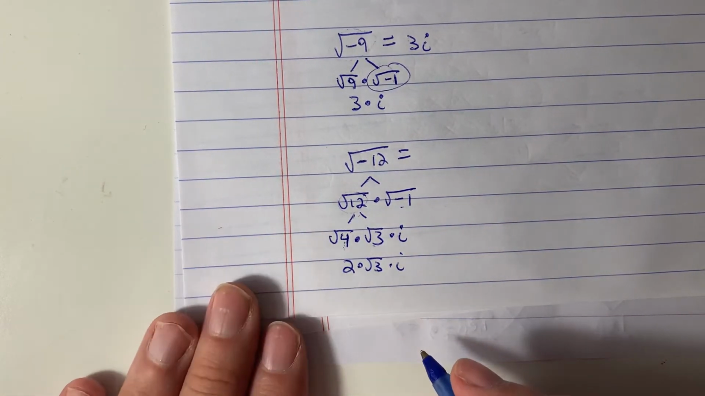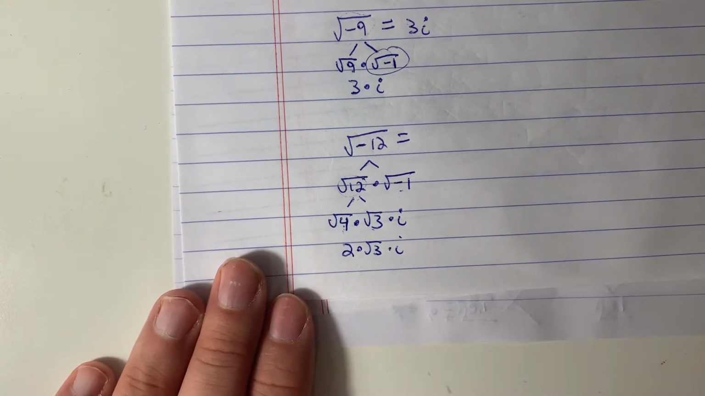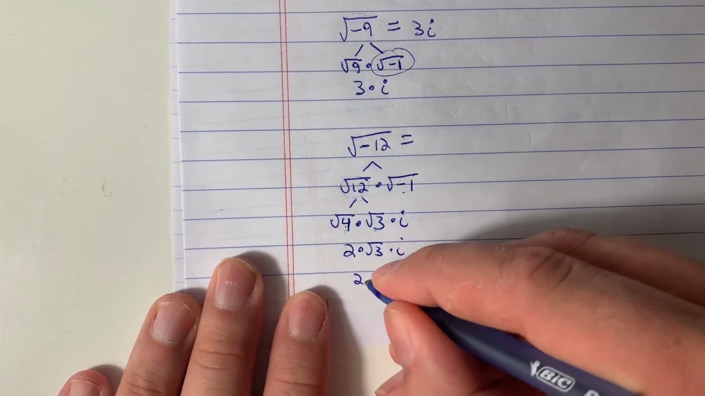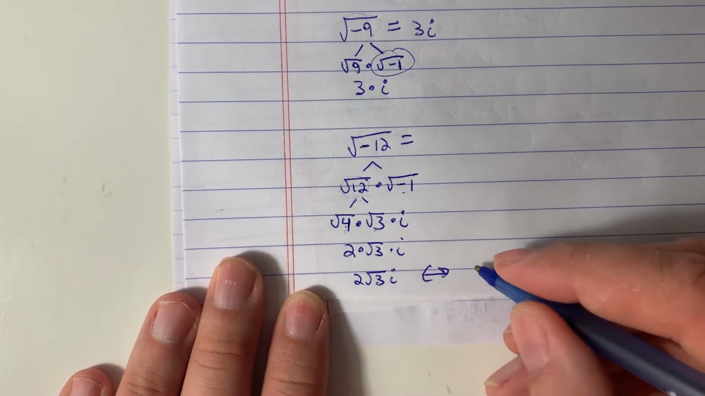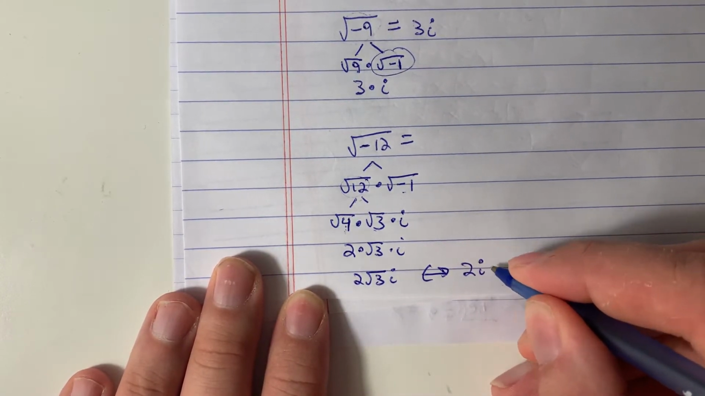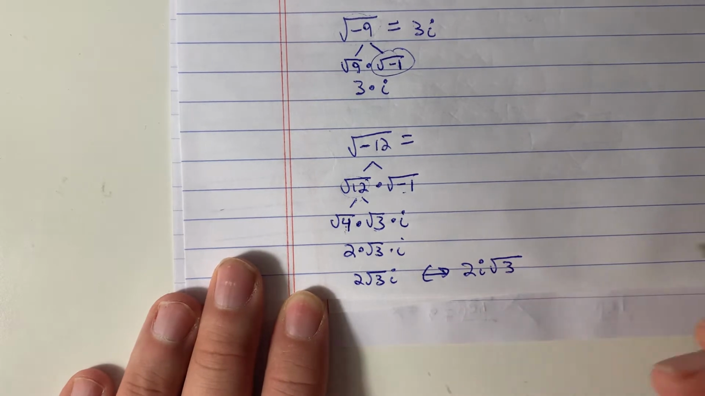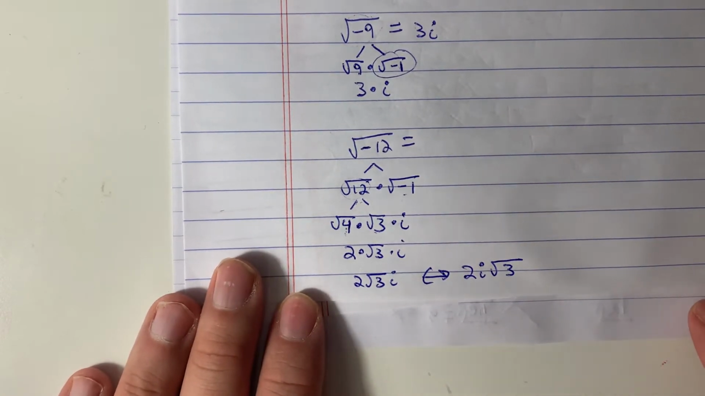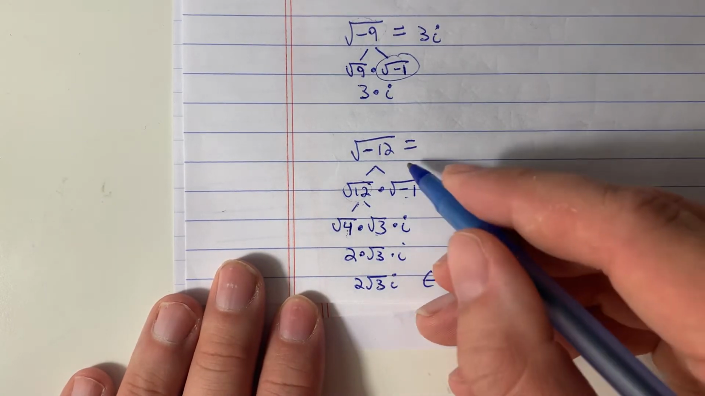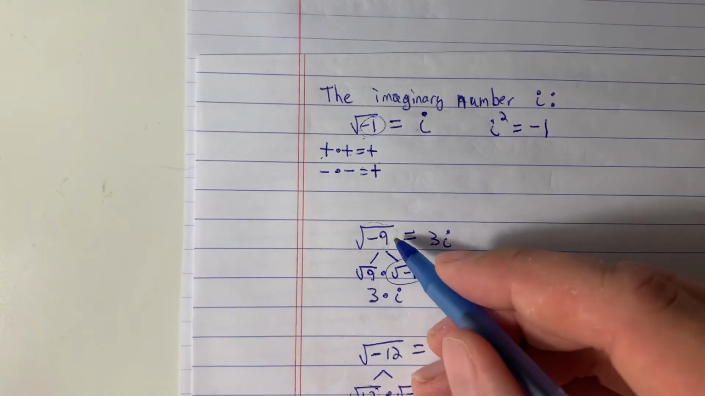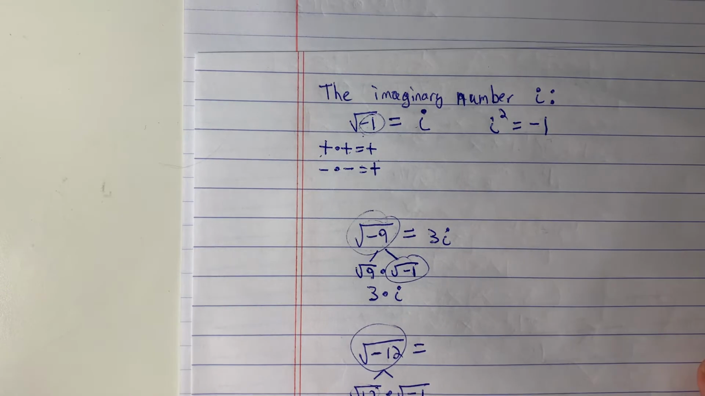And there are actually two common ways to write this. It's fine to write 2 square root of 3i. Another form of writing it that some people like is 2i times the square root of 3. Either way, I'm okay with. So hopefully we feel good about simplifying square roots of negatives. Whenever we have the square root of a negative number, we'll end up with an imaginary number.